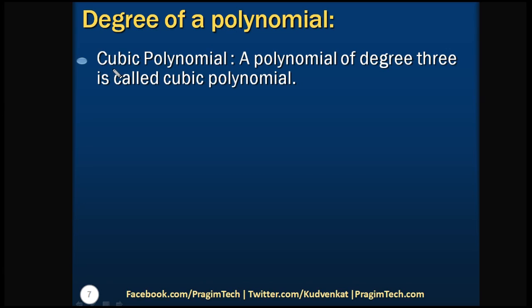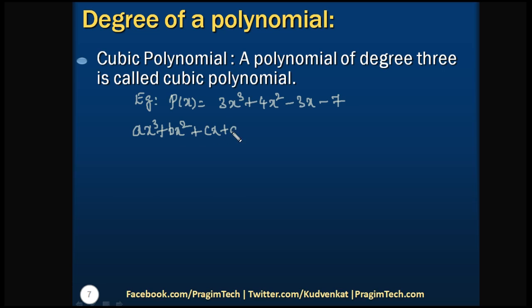The word cubic means the degree of the variable is 3. So a polynomial of degree 3 is called a cubic polynomial. One example for a cubic polynomial: p of x is equal to 3x cube plus 4x square minus 3x minus 7. If you observe here, the power of the variable x is 3. So it's a cubic polynomial. The general representation of a cubic polynomial is ax cube plus bx square plus cx plus d. So from this we can say that a cubic polynomial will have at most 4 terms.